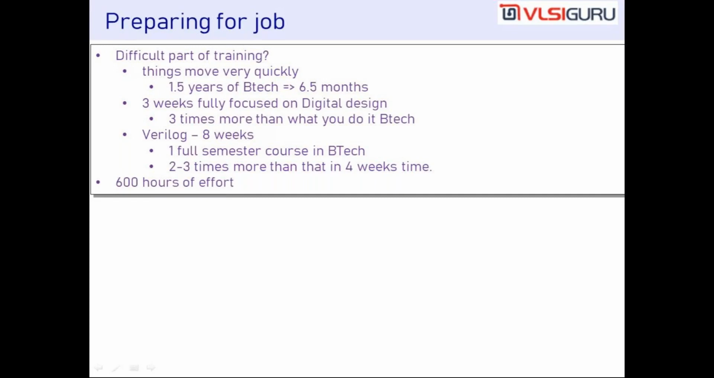This overall thing requires 600 hours of effort. Whatever we are talking about, Verilog, SystemVerilog, UVM, projects, everything, if you add up, it will require around 600 hours of effort. Once you spend these quality 600 hours, you are ready for the job and you can get a very good job.